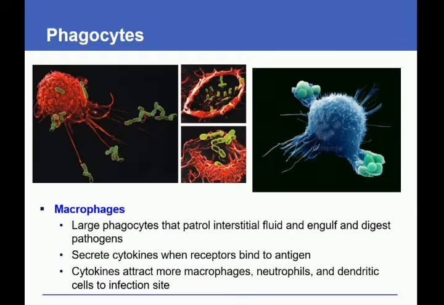Phagocytes. Phago means eat, so they are cells that eat. Macrophages are large phagocytes that patrol interstitial fluid and engulf and digest pathogens. They secrete cytokines when receptors bind to antigen. Cytokines attract more macrophages, neutrophils, and dendritic cells to the infection site.